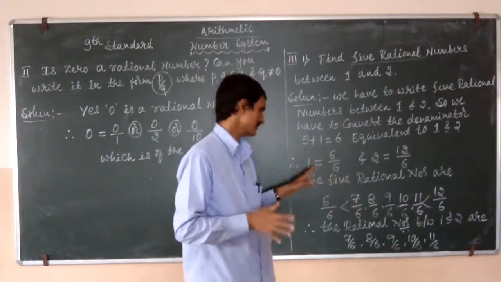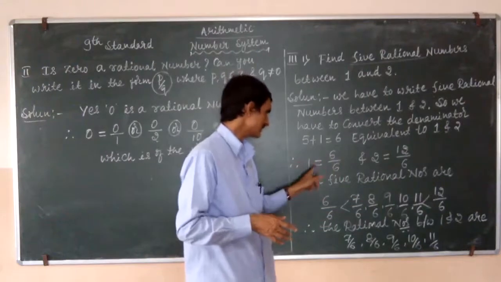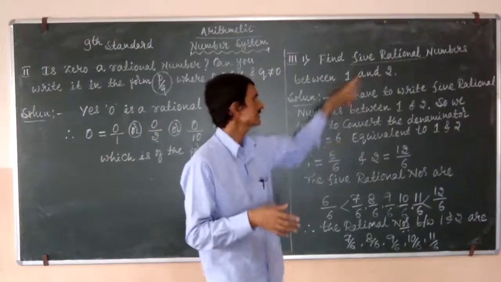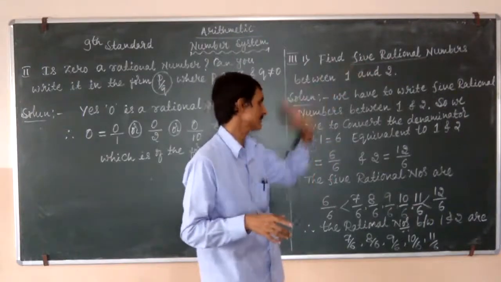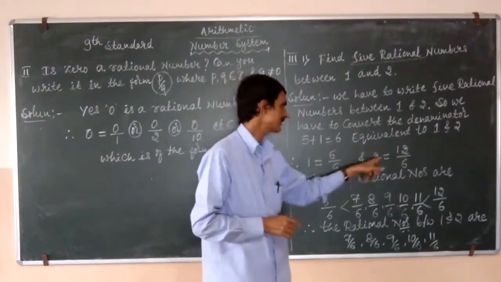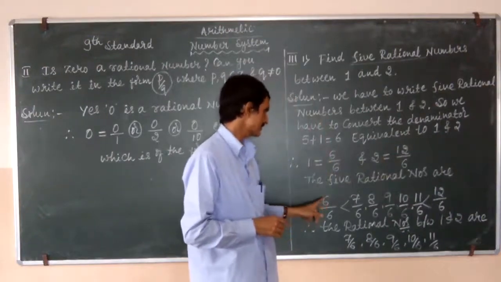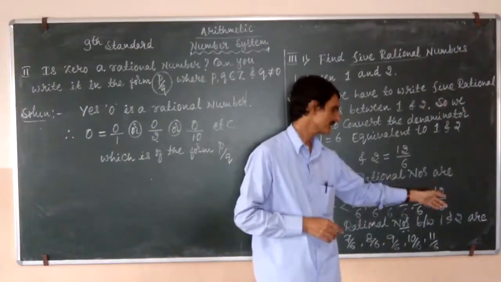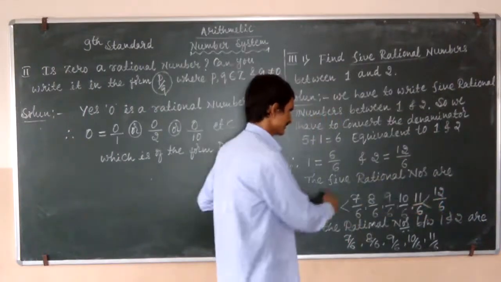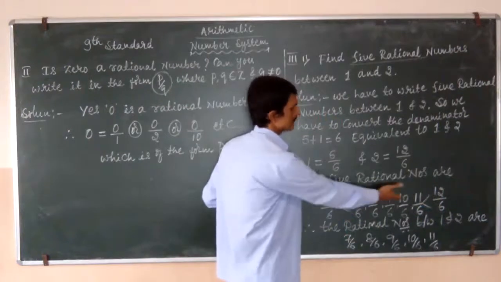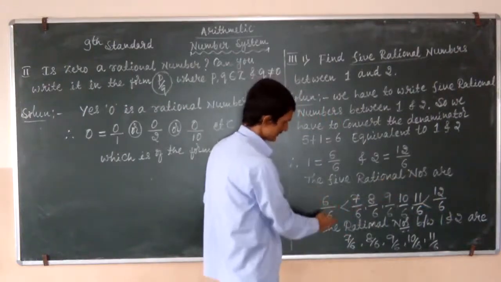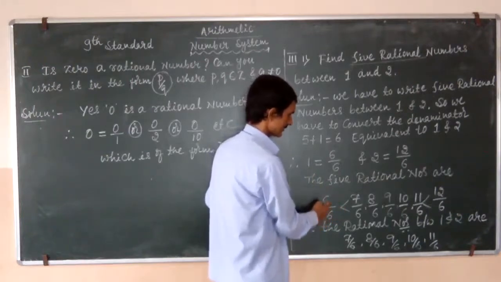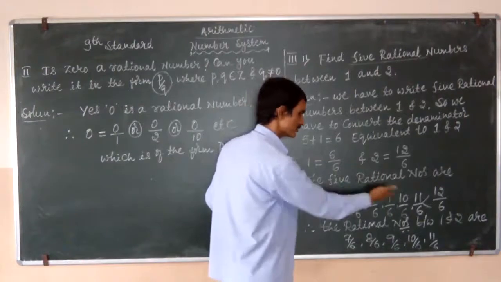So observe this problem. 1 can be written as 6 by 6 because we have to write 5 rational numbers. 2 can be written as 12 by 6. So 6 by 6 is the first number and the next number is 12 by 6. In between these, we have to write the 5 rational numbers. 1 can be written in the form of 6 by 6. For this, you have to add 1 to each numerator.